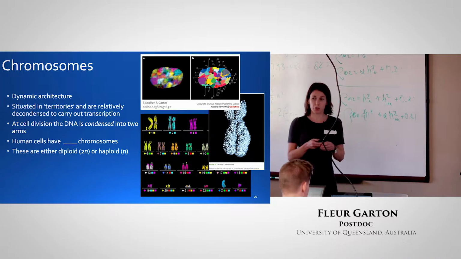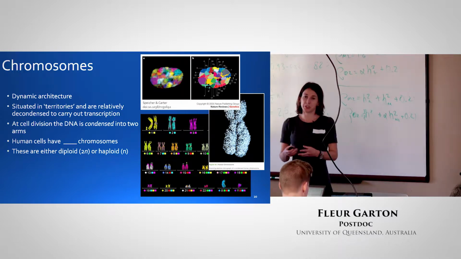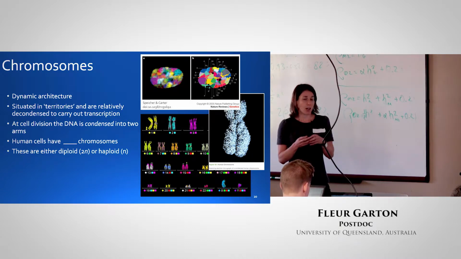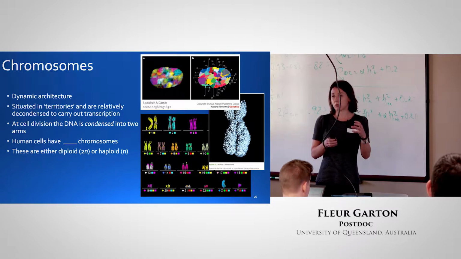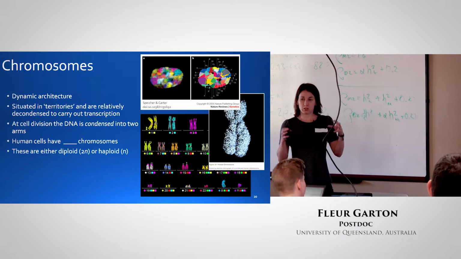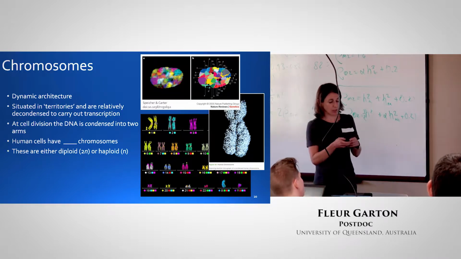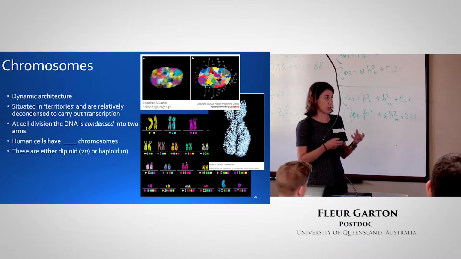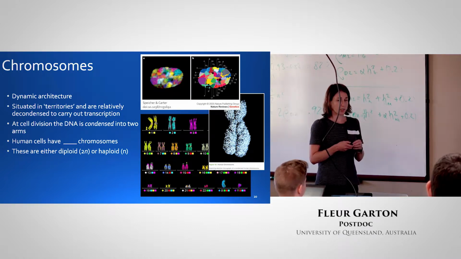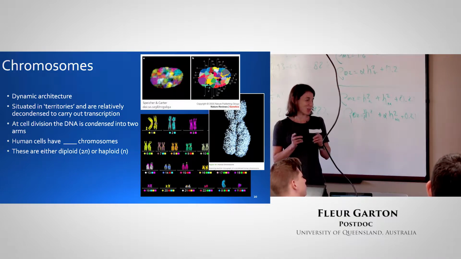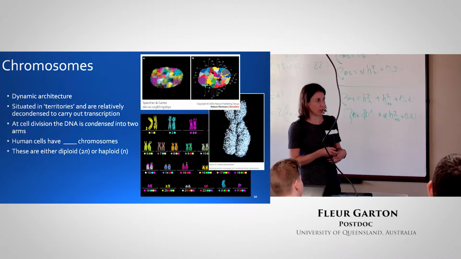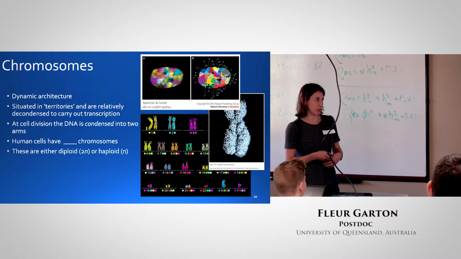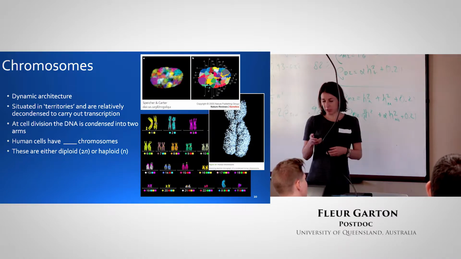And so when they're carrying out transcription, so this is creating the RNA, creating the protein, they're actually relatively decondensed. So the DNA is more open. But at cell division, so when the cell is going into, for example, mitosis or meiosis, the chromosomes are really condensed. And this is an example of it being condensed into these two arms. So human cells have 23 chromosomes. So this is a picture of it organized in terms of size. And so 22 chromosomes with 2 sex chromosomes. And these can be either diploid or haploid.